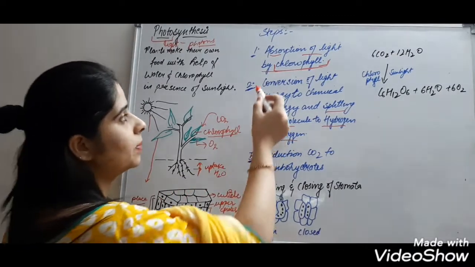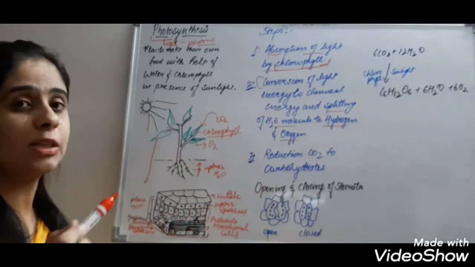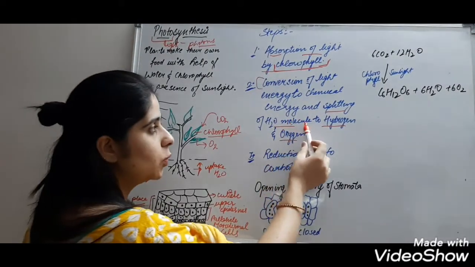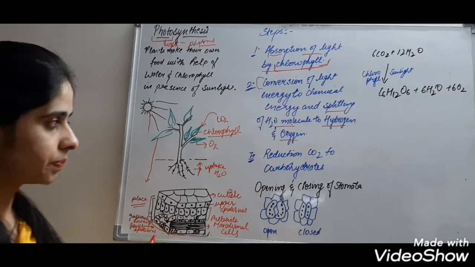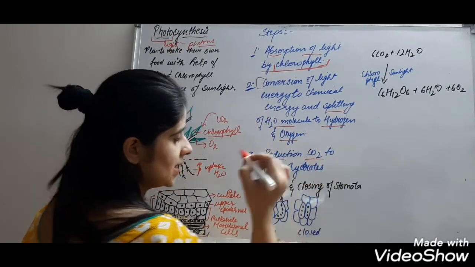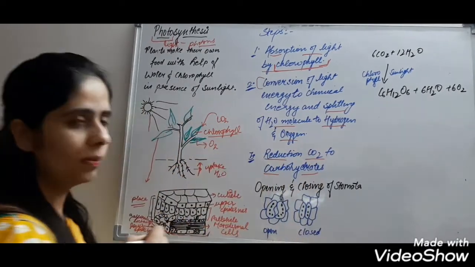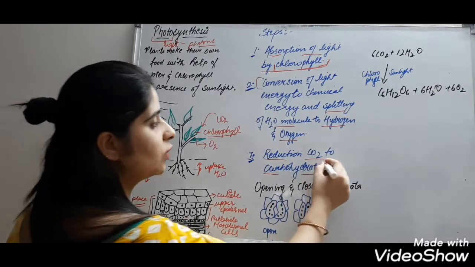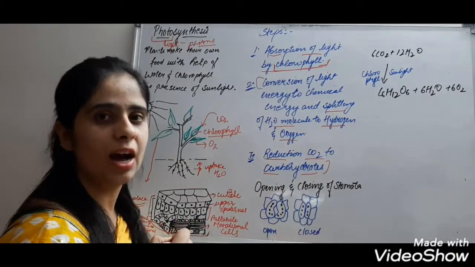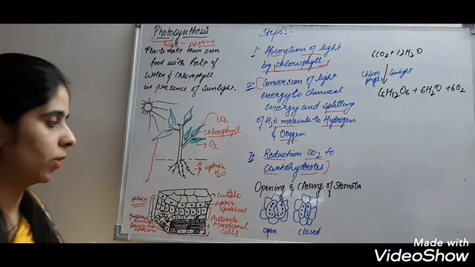The second step is conversion of the light energy into chemical energy and splitting of the water molecule into hydrogen and oxygen. After that, the reduction of carbon dioxide takes place and carbohydrates are formed. The food is formed in the form of carbohydrates, and extra food is stored in the plant body.